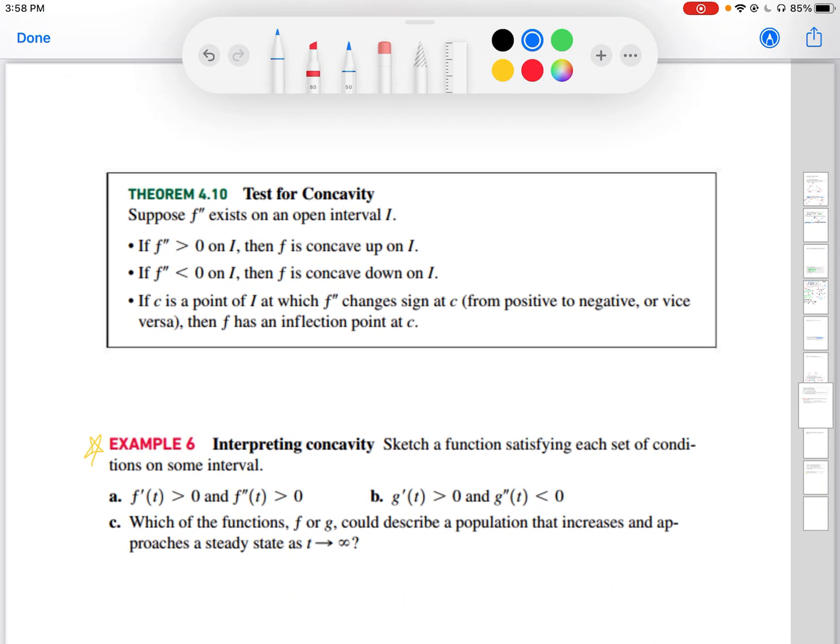Theorem 4.10. Suppose f double prime, so the second derivative, exists on an open interval I. If your second derivative is greater than 0, meaning positive, then it's concave up. If your second derivative is negative, less than 0, then it's concave down. So again, concave up, if we draw a little picture, would be like this or like this. It can hold liquid. Concave down would be like this or like that.